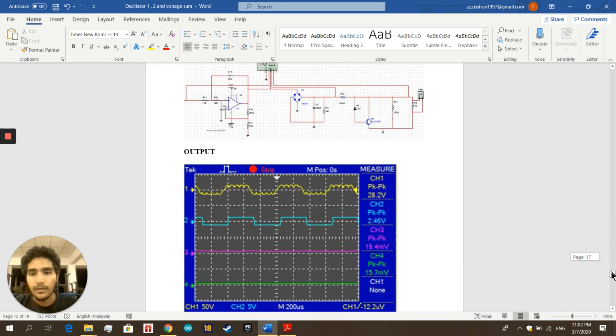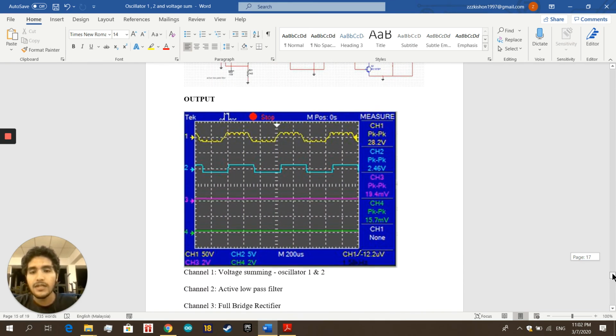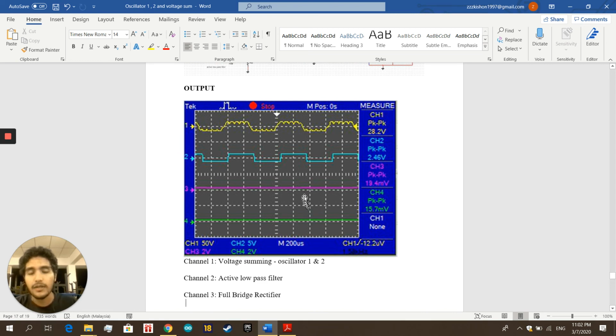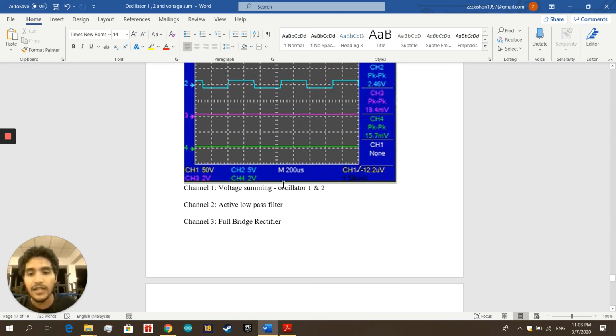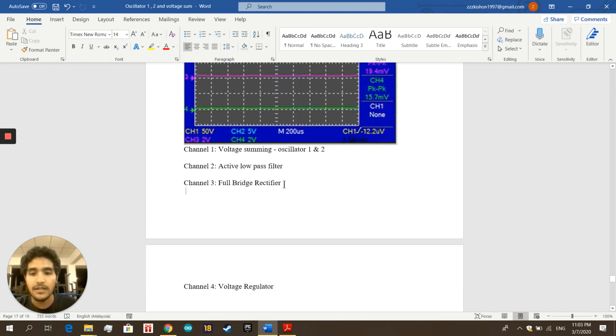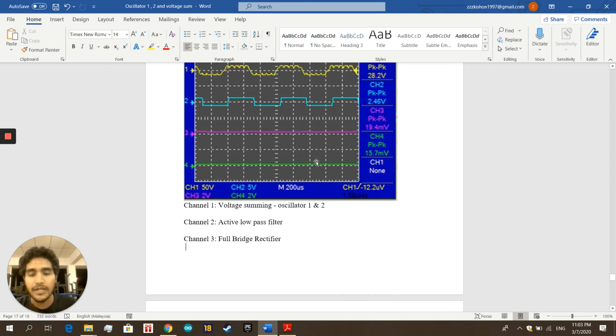These are the outputs for each circuit. As you can see here, channel 1 indicates the output for voltage summing, which is the combination of oscillator 1 and oscillator 2. Channel 2 indicates the output for the active low pass filter, channel 3 indicates the output of the full bridge rectifier, and finally channel 4 indicates the output for the voltage regulator.